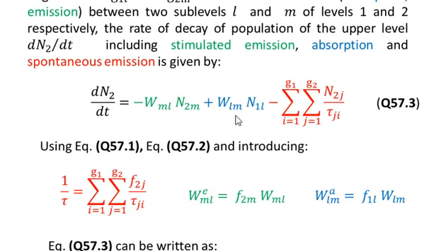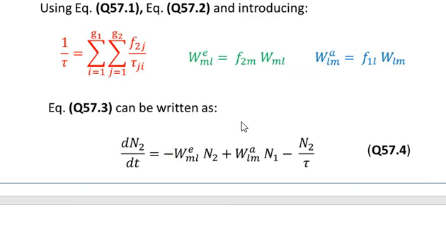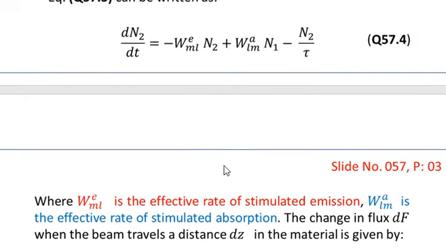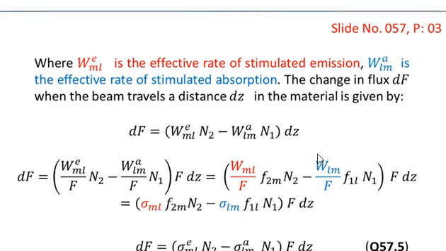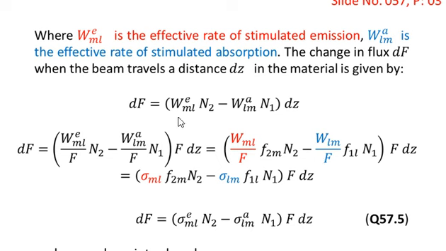Equation number 3 was written in terms of the sublevels, and now we have written equation number 4 in terms of the populations of level 1 and level 2, that is the total populations, where WMLE is the effective rate of stimulated emission and WLMA is the effective rate of stimulated absorption. The change in flux dF when the beam travels a distance dz in the material is given by dF is equal to WMLE into N2 minus WLMA into N1 into dz.